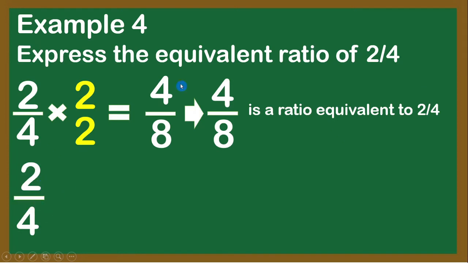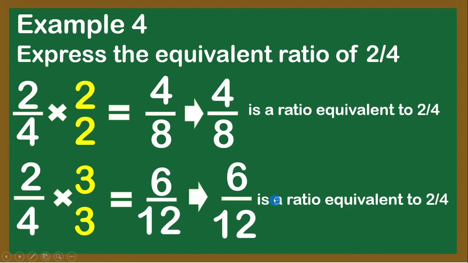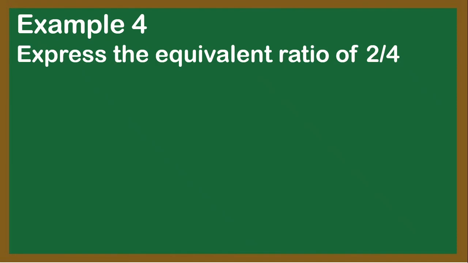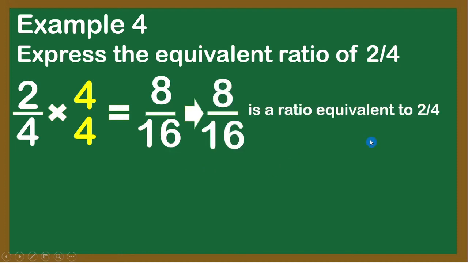Let us have 2 is to 4 again. Let us use another number, let's say 3. So 2 times 3 is 6, then 4 times 3 is 12, then we have 6 is to 12. Then 6 is to 12 is a ratio equivalent to 2 is to 4. Now let us have another example. Let us multiply 2 is to 4 by another number, which is 4. So 2 times 4 is 8, and 4 times 4 is 16. So we have 8 is to 16, a ratio equivalent to 2 is to 4.